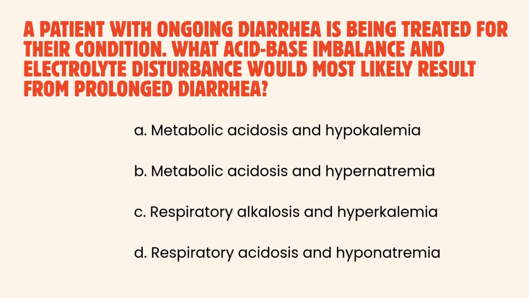A patient with ongoing diarrhea is being treated for their condition. What acid-base imbalance and electrolyte disturbance would most likely result from prolonged diarrhea? A. Metabolic acidosis and hypokalemia. B. Metabolic acidosis and hypernatremia. C. Respiratory alkalosis and hyperkalemia. D. Respiratory acidosis and hyponatremia. 5 seconds.